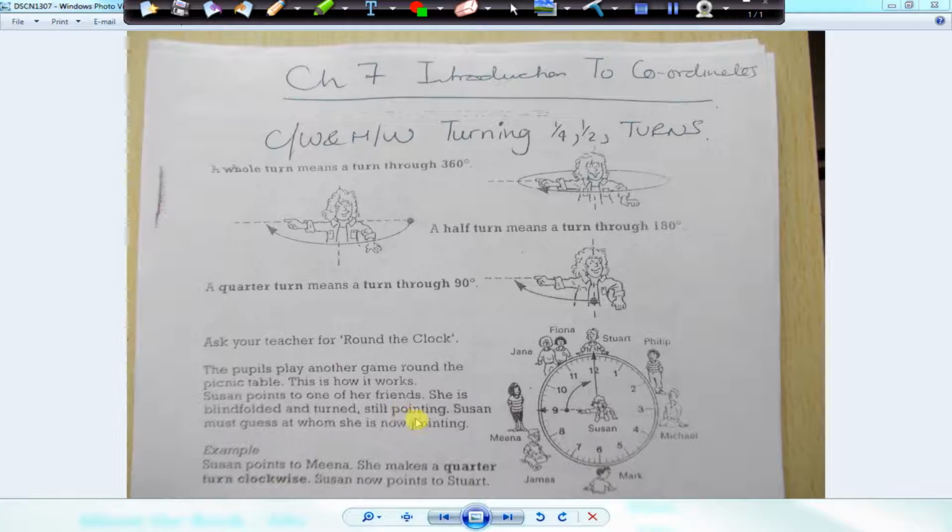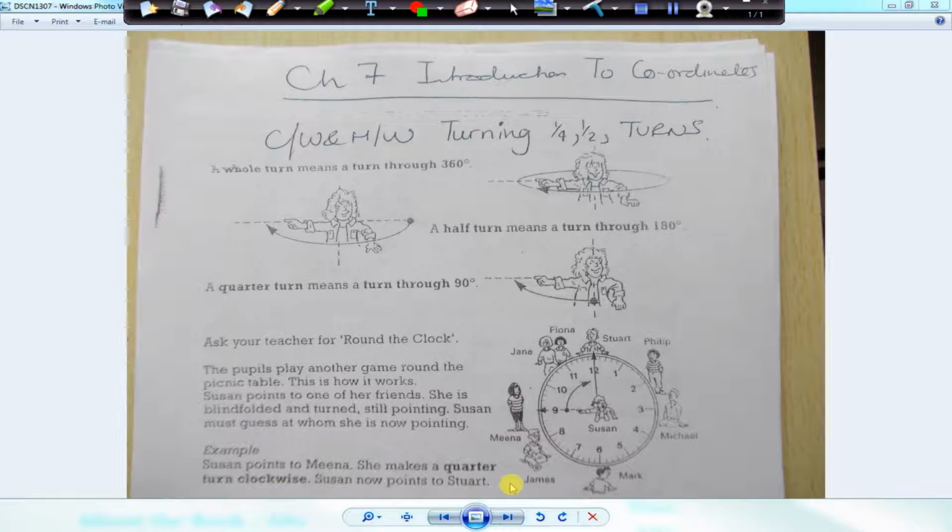The pupils play another game round the picnic table. This is how it works. Susan points to one of her friends. She is blindfolded and turned, still pointing. Susan must guess who she is now pointing at.